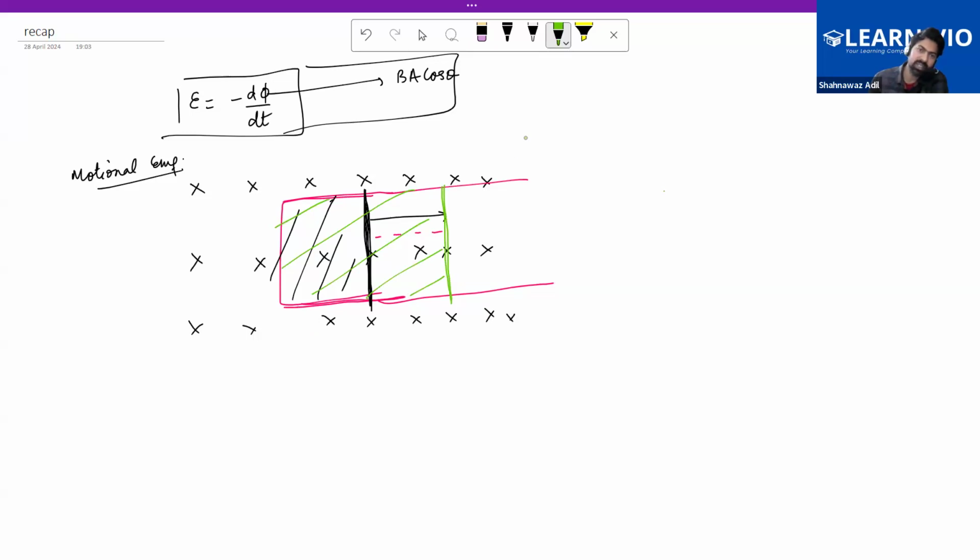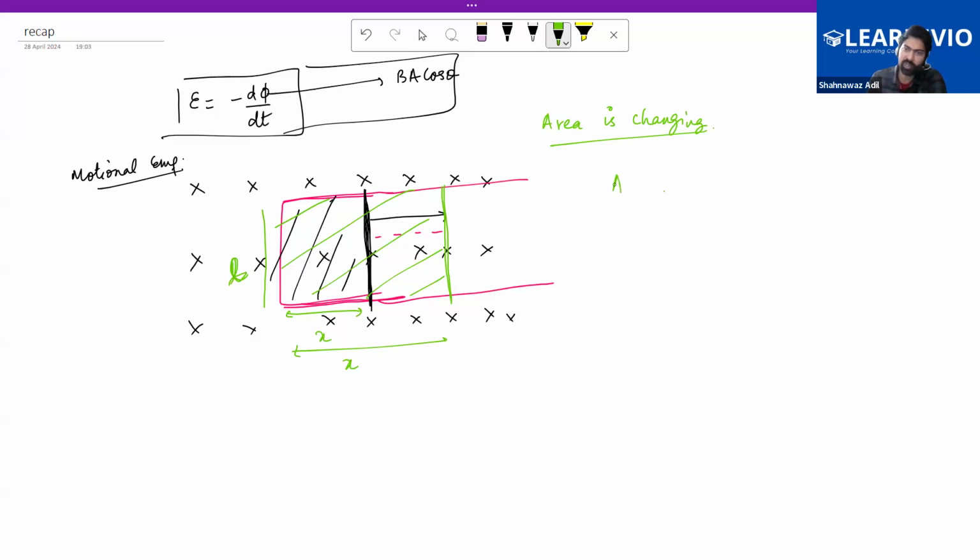So what is changing? Area is changing, right? And you guys already know how we can create the EMF. So the magnetic field is fixed, that is constant, but area is changing. And let's say that this is the distance x, and this is changing. So this x is changing, but this length, let's say L, is not changing, right? Only this side is changing.